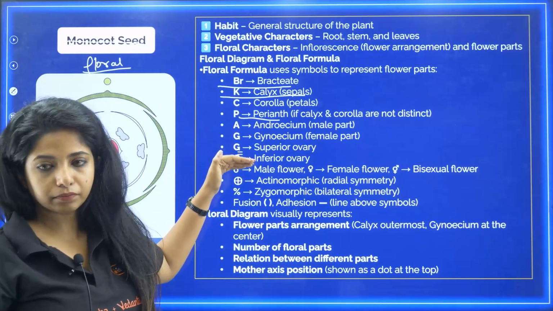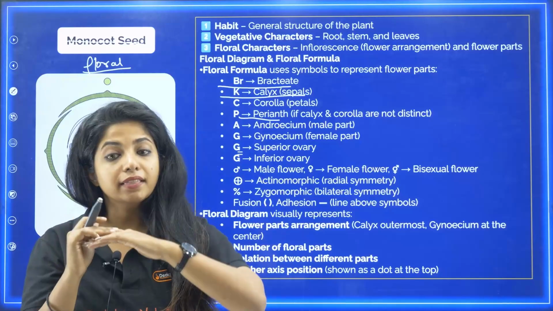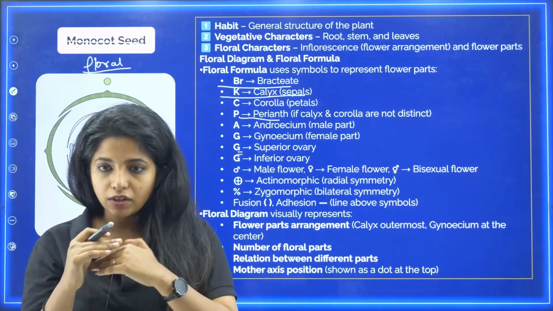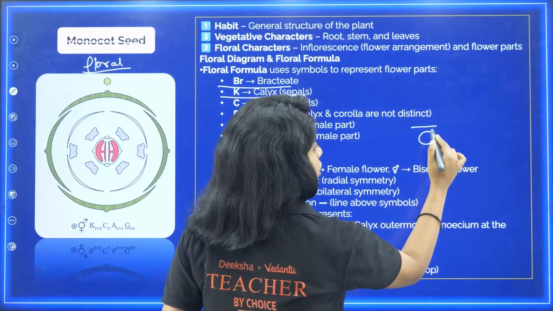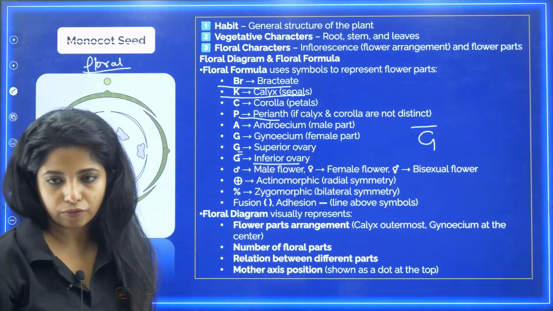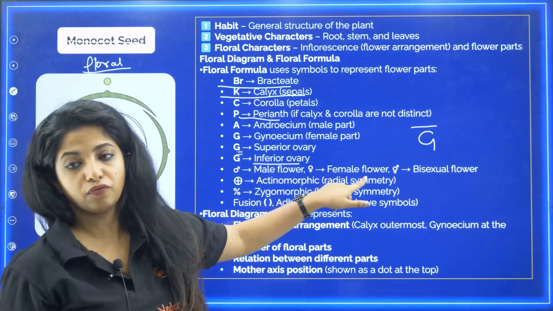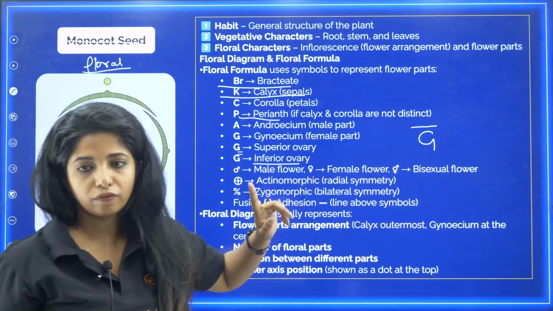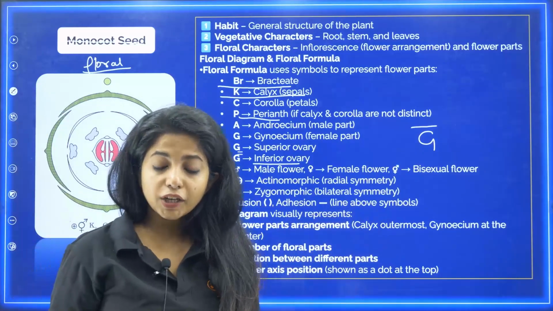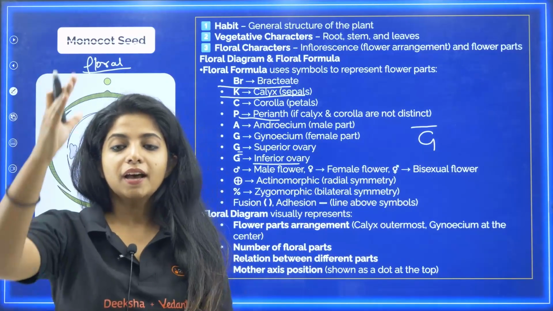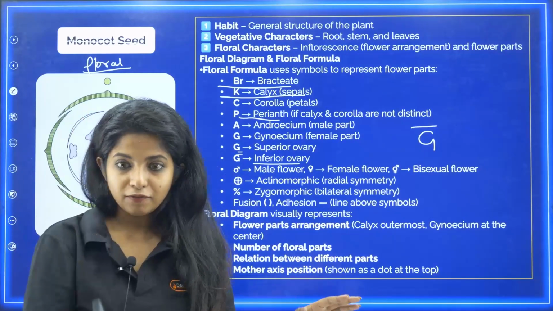If below the G you have a dash, that means the G is on top of the dash, which means it is superior ovary. And the opposite, where the G is below the dash, is known as inferior ovary. In this condition you say it is a male flower, in this condition a female flower. If you have both, you call this a bisexual flower. If there is a cross like that, it means that it is actinomorphic. Actinomorphic means you can cut the flower into equal halves from any plane which passes through the center.